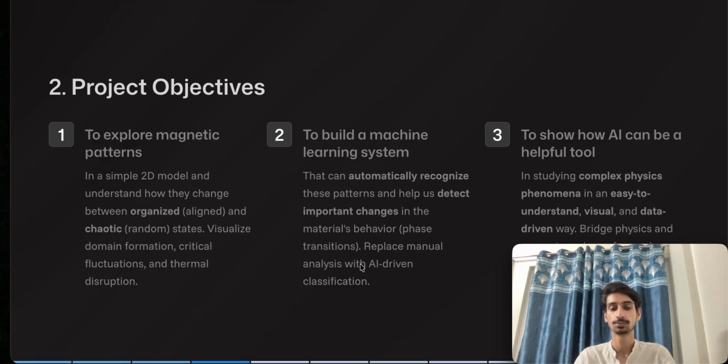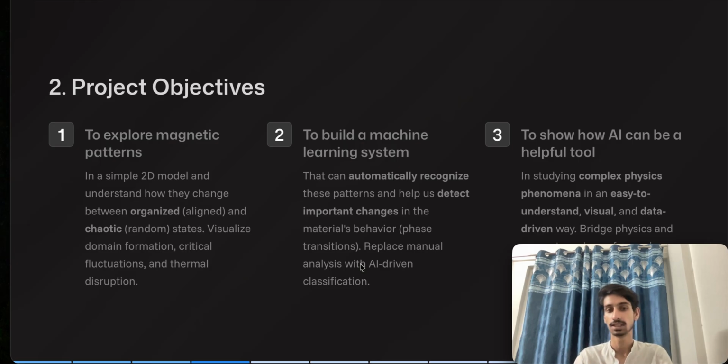The second objective is to build a machine learning system. We create a CNN that automatically spots patterns. Big blocks mean ordered, noisy means disordered. It replaces manual calculations of magnetization with AI-driven classification, achieving 97.8% accuracy during temperature scans. The AI detects the exact phase transition moment, flagging changes in material behavior faster and smarter than humans.